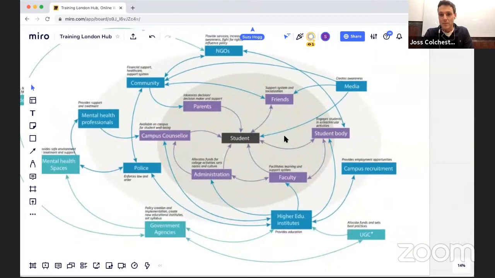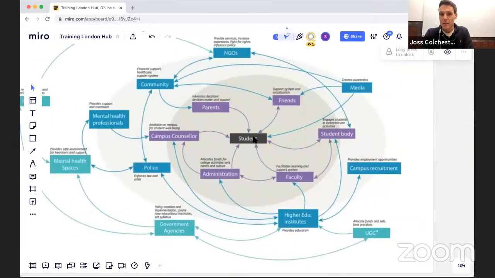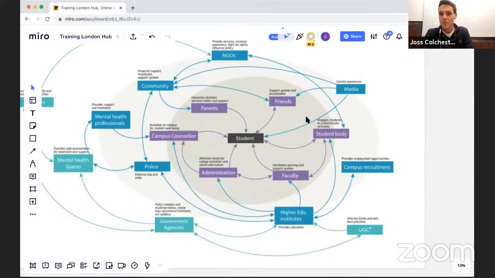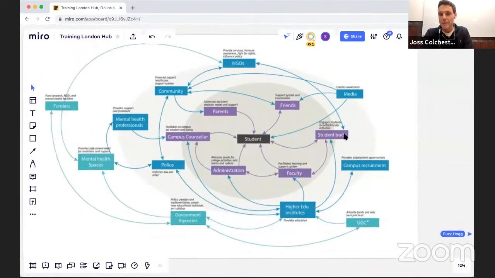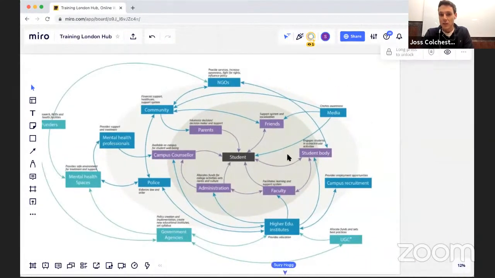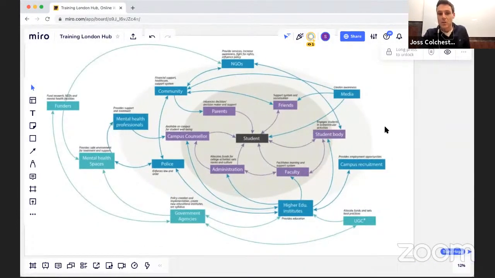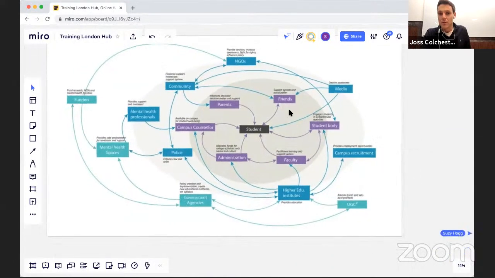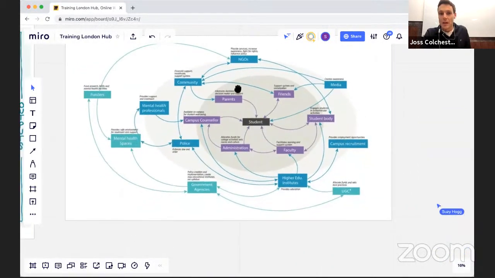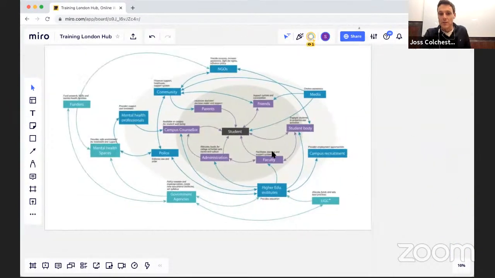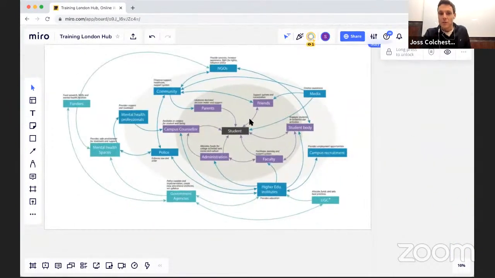So this is a very basic map. Again, we put the students at the center there. And around that, you can see the different elements and how they affect the students. So obviously the parents, friends, student bodies, faculty, admin, and so on. And then they put further out more secondary factors that are affecting students: psychology and so forth, NGOs, media, campus, higher education, and so on. And then further out, more nodes and more interrelationships.